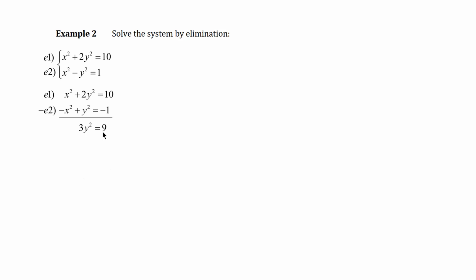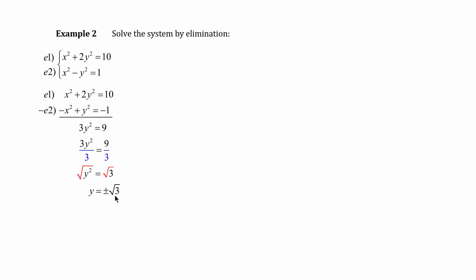Next, we go ahead and solve for y. We just divide both sides by 3. We get 3y squared over 3 equals 9 over 3. After simplifying, we get y squared equals 3. Next, we get rid of the square by taking the square root of both sides of the equation. The result is y equals plus or minus the square root of 3. From here, we need to find the corresponding x values.